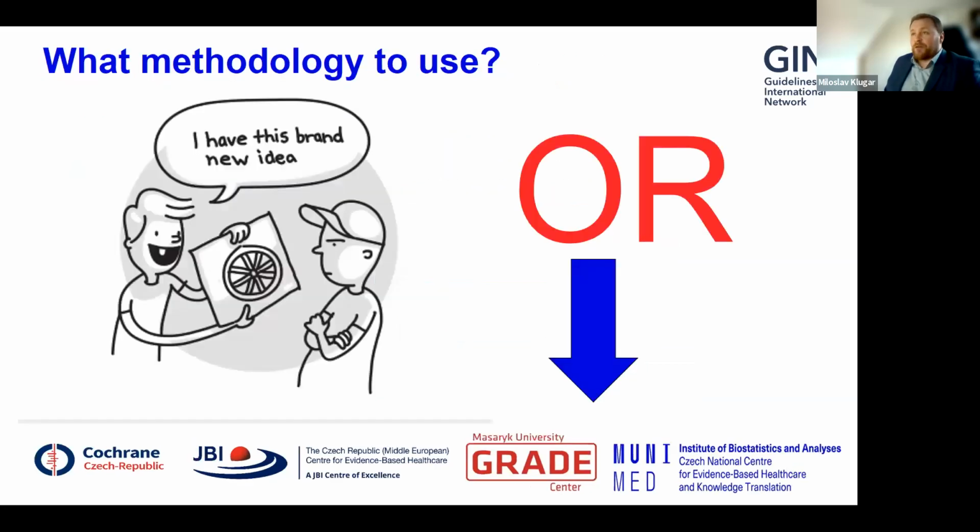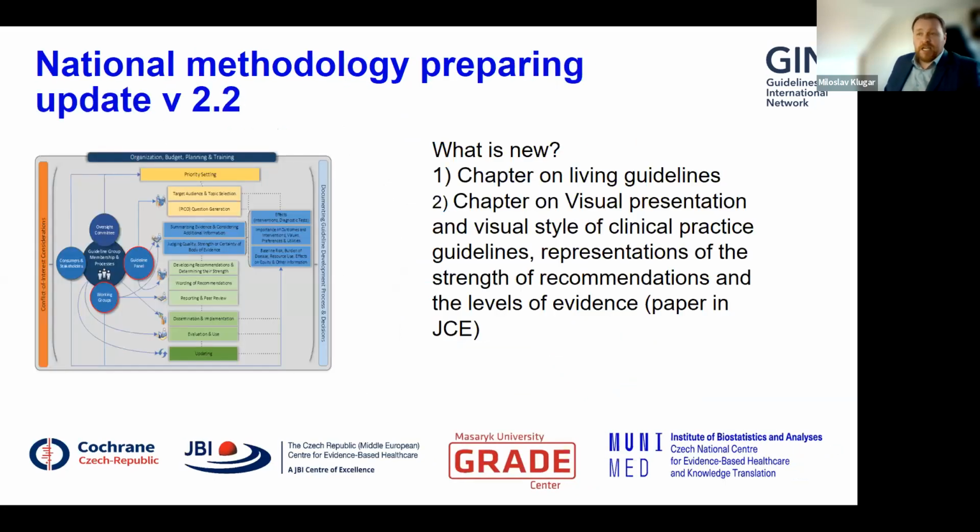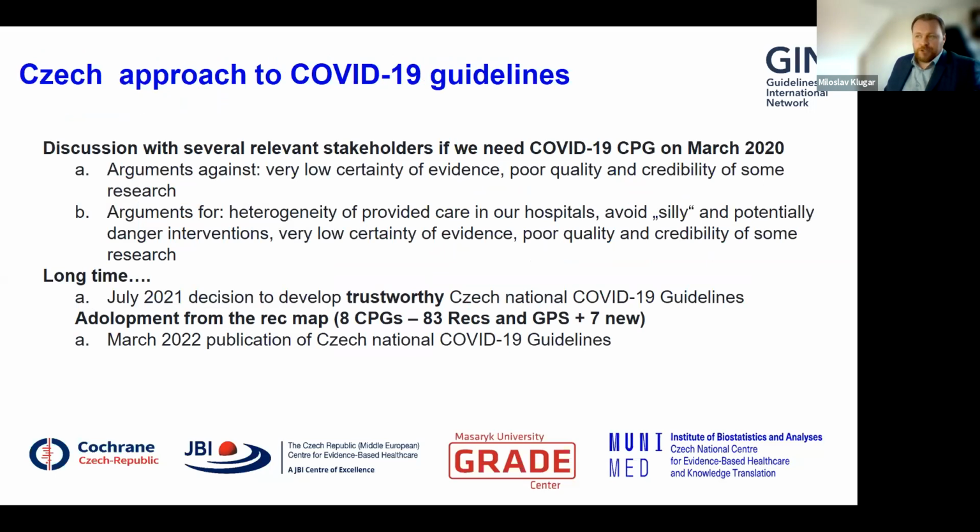But what methodology to use for national guideline development? We decided not to reinvent the wheel and to use the best that exists. So our national guideline methodology is based on the GIN-McMaster checklist and mainly on the GRADE methodology. In the meantime, it was already updated several times because the guideline methodologies are developing quite fast. Since 2018, we already have version 2.2 of our national guideline methodology.